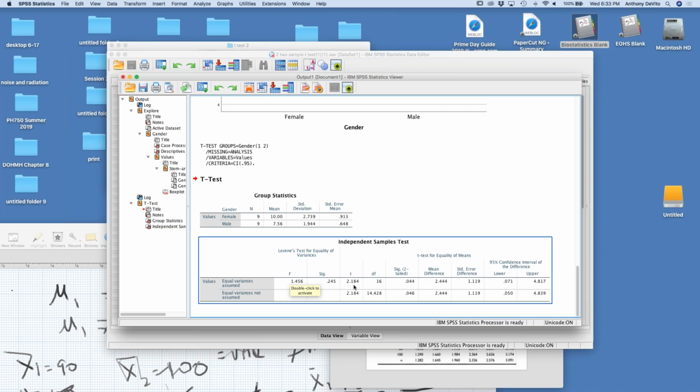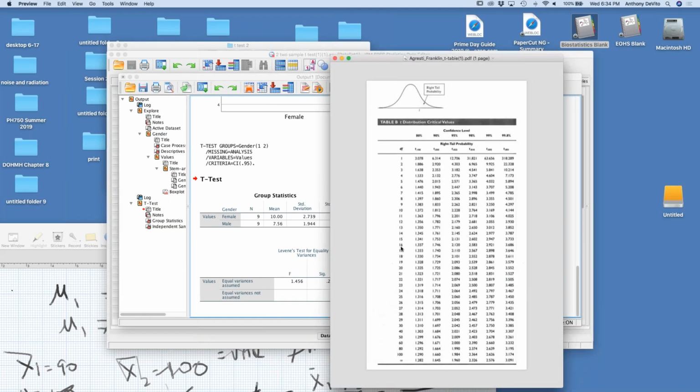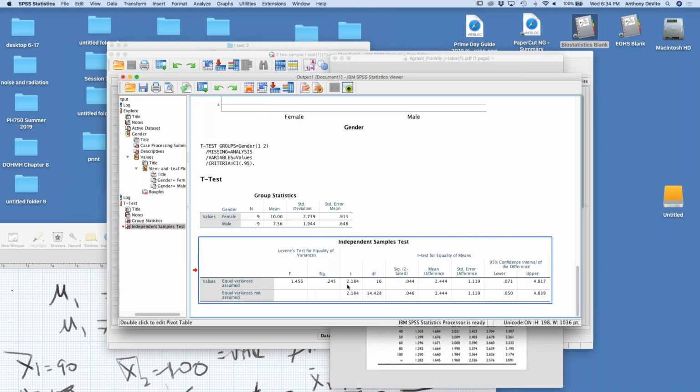The t-value is 2.184. Now the t-value is very interesting, but the question becomes, is that t-value large enough to reject the null hypothesis? And we know for equal variances assumed, we just add the two samples together, which are 9 and 9, is 18, subtract 2, to 16 degrees of freedom. The critical value of t for 16 degrees of freedom is 2.12, and our t-score was 2.18. 2.18, 2.12, I've exceeded my critical value, so I can reject my null hypothesis.